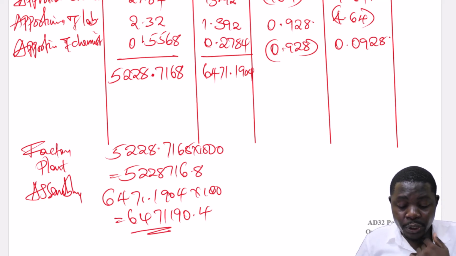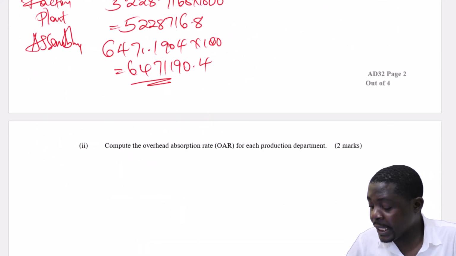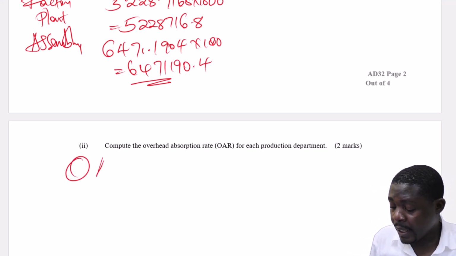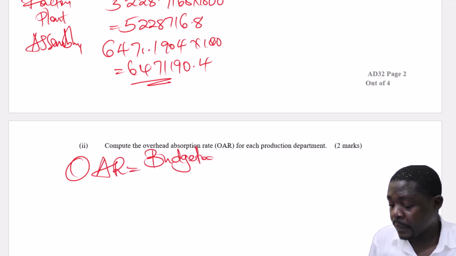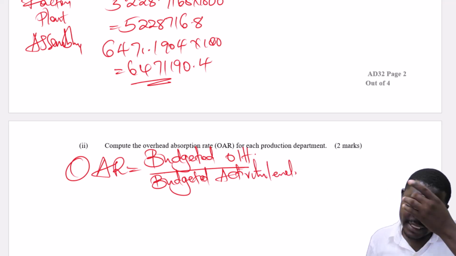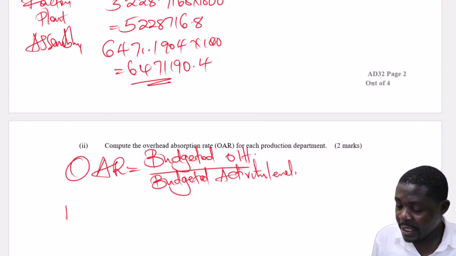Then we want to compute the overhead apportionment rate. Compute the overhead apportionment rate for each production department. Overhead apportionment rate, we say that is equal to budgeted overhead over budgeted activity level. Now in this case, number one is the factory plant.